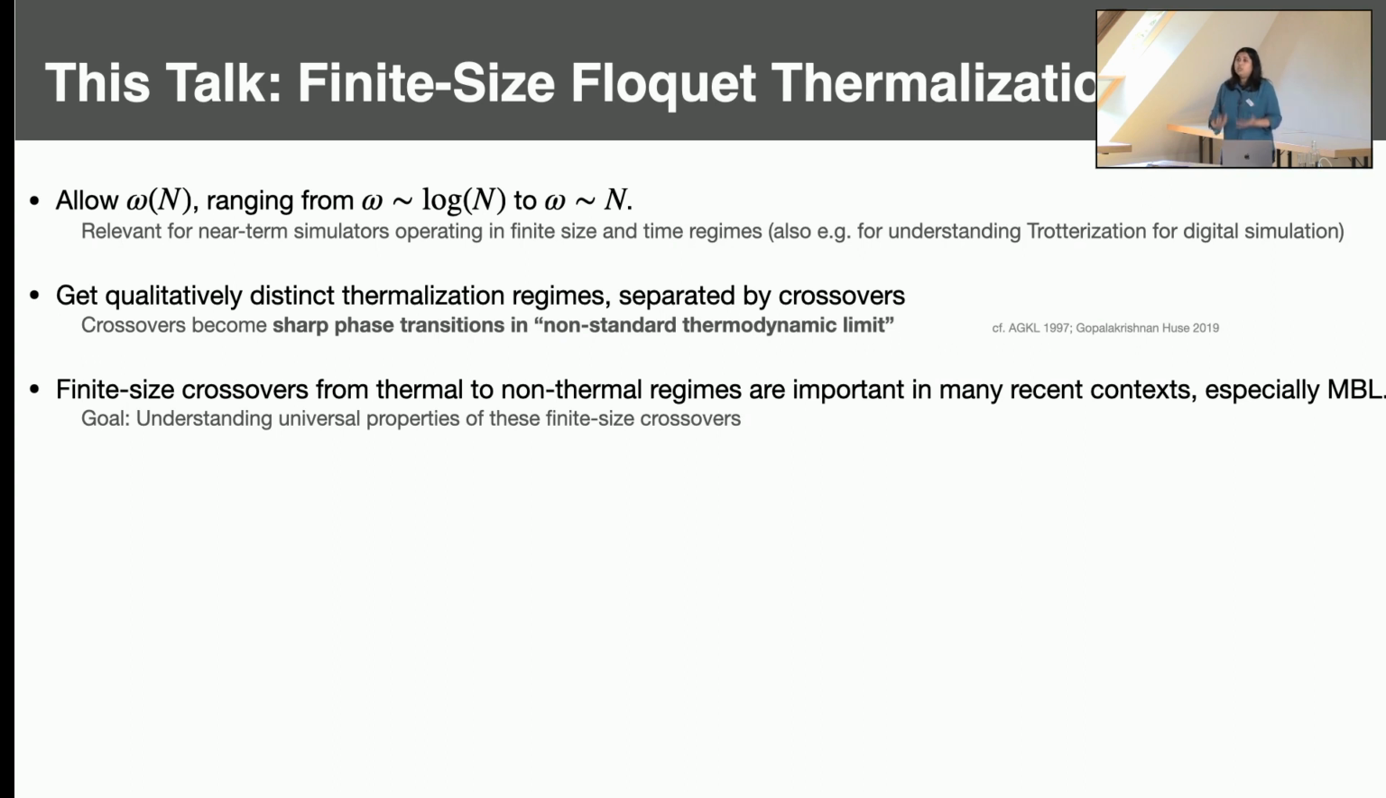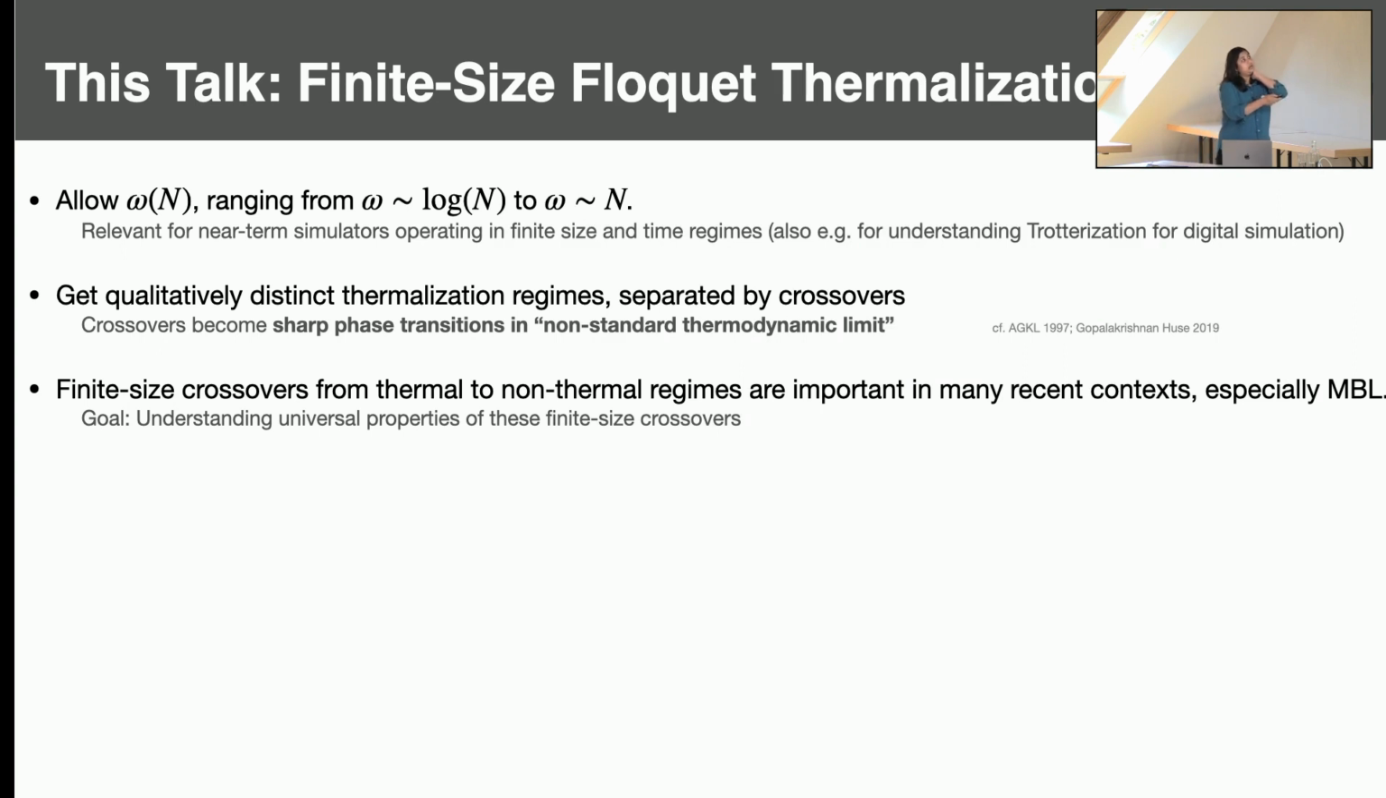And perhaps the most classic example of this is localization in a quantum dot, which was considered by AGKL. This is Altshuler, Gefen, Kamenev, Levitov in the 90s. And there they had a fermion in a disordered all-to-all interacting quantum dot. And by scaling down the hopping strength, you could get a sharp dynamical phase transition between localized and not localized, okay? So I'll describe for you what these distinct thermalization regimes are.